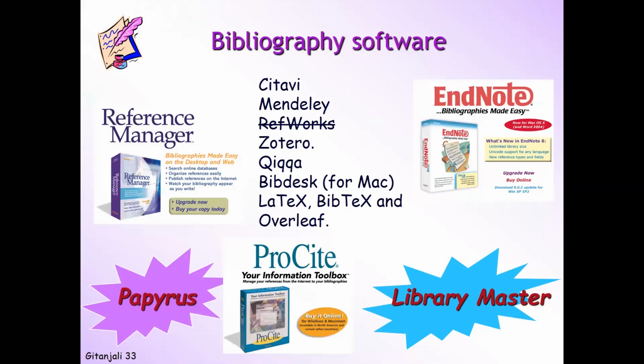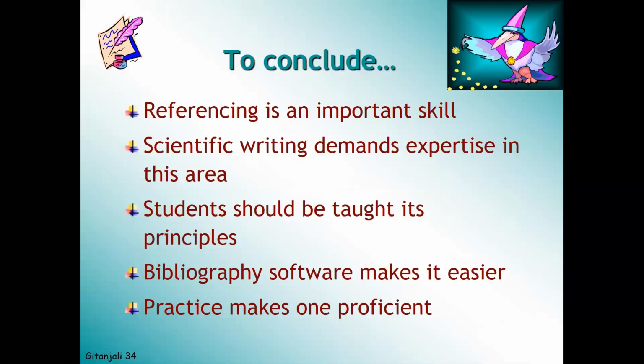Some are free. Mendeley is free. Zotero is free. Some are paid. Citavi, I think, is paid. A reference manager is paid. So you have paid as well as free software. I would suggest you choose one and become proficient in one. That is the best thing you can do. Otherwise, there's not much to choose. Depending on your requirements, you can choose, but basically try to select one and use that. So I'm concluding by saying that referencing is an important skill. All of you will know.